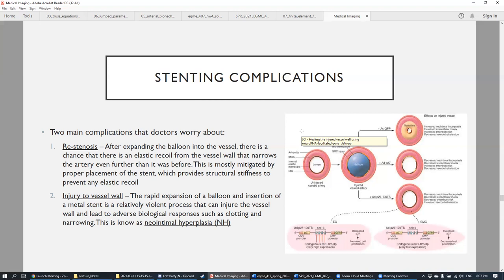Again, don't ask me why doctors choose such difficult names for all these things, because it makes it insanely difficult to remember. If you hear those kinds of words, keep this presentation, keep this PowerPoint on hand, so that if a doctor says this, then you kind of know what they're talking about.